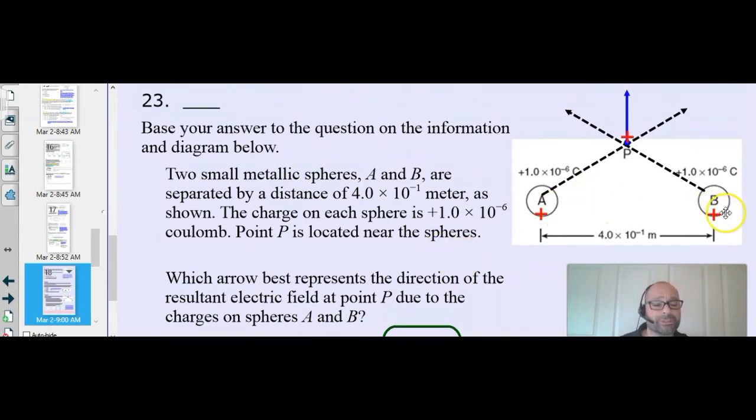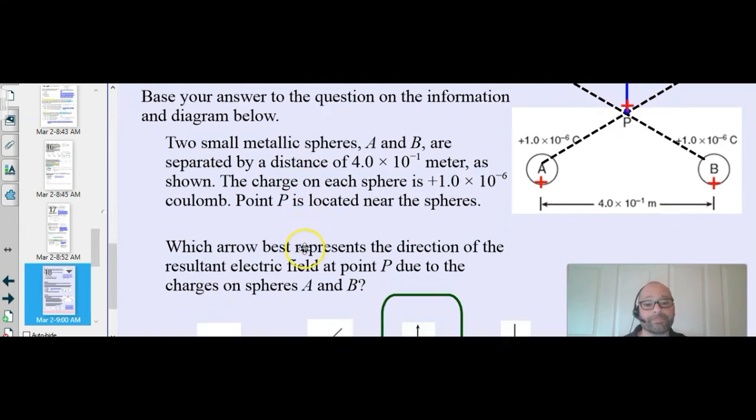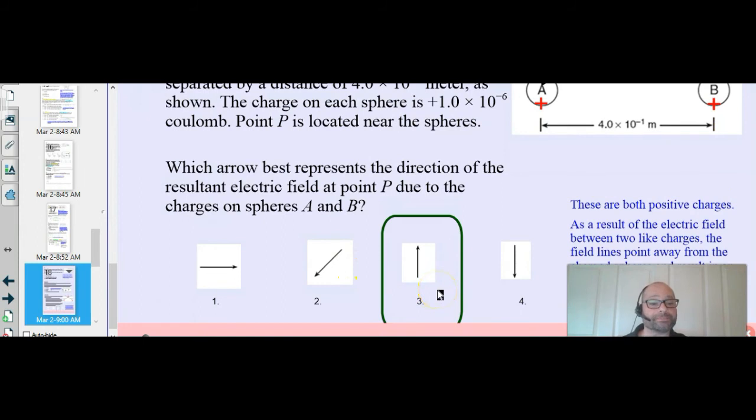So these are both positive charges, and so their electric fields point out and away. Point P is going to be pushed away from A in this direction. Point P is also going to be simultaneously pushed away from B in this direction. So the resultant of these two vectors is this blue vector. So point P has a charge placed on it, which would be accelerated away in this blue vector right here, up and away. And that's why it's choice 3.